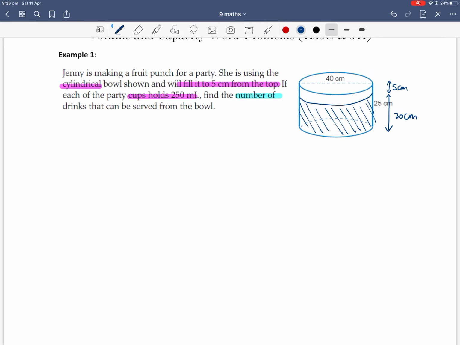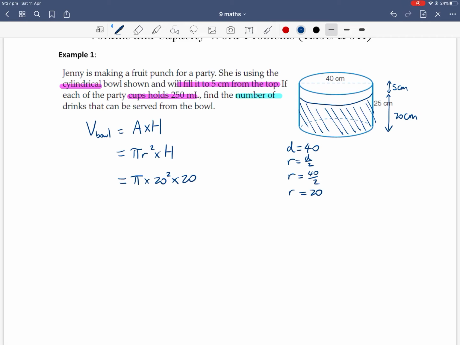So let's first work out the volume of this cylindrical bowl. The formula for volume is area of base times height. The base is a circle, so it's pi r squared times height. Do we have the radius? No, let's do a little side calculation. The diameter is 40, and the radius is half the diameter, so 40 halved is 20. Coming back here, pi times 20 squared times the height of the juice, which is 20 centimeters, because it's 5 centimeters away from the rim of the bowl.